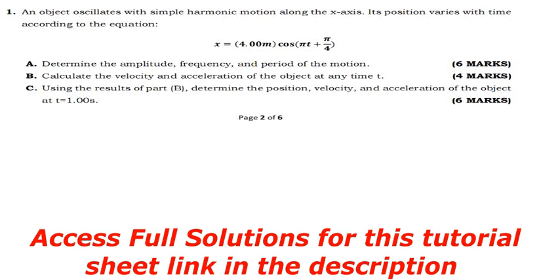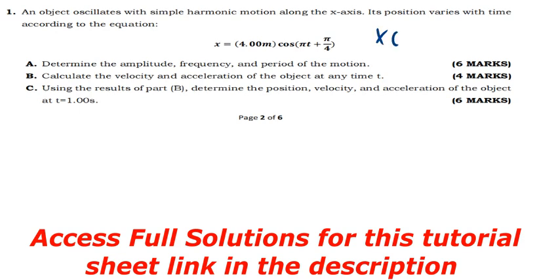The first question that we're going to solve is the question on the screen here, which says an object oscillates with a simple harmonic motion along the x-axis. Its position varies with time according to the equation x is equal to 4 meters cos open brackets pi times t plus pi over. So this equation which we have been given here is the one that we are going to be using.